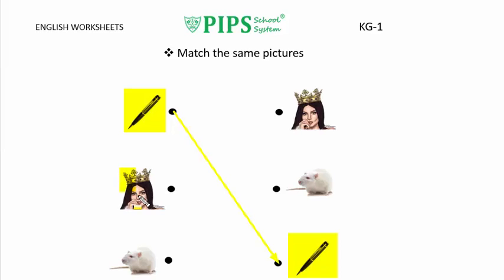This is a coin. Let's see where is the second picture of coin. Here is the second picture of coin which is similar to it. Now we will match the coin with the same picture.